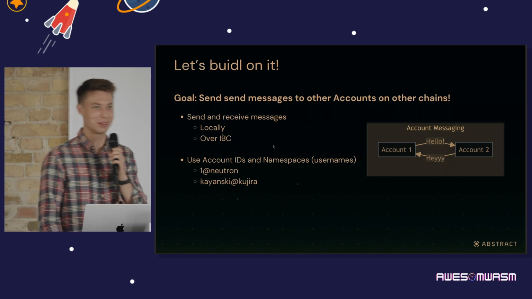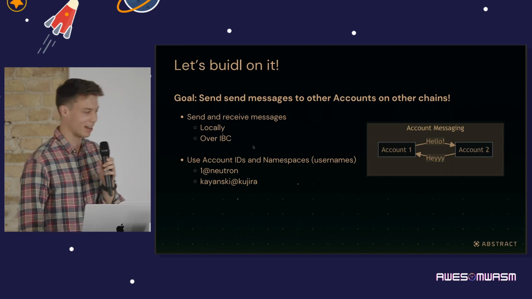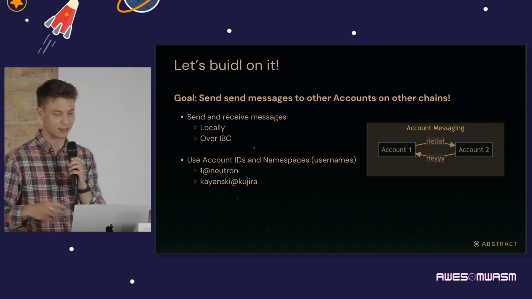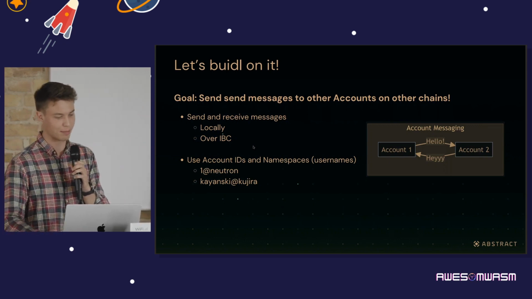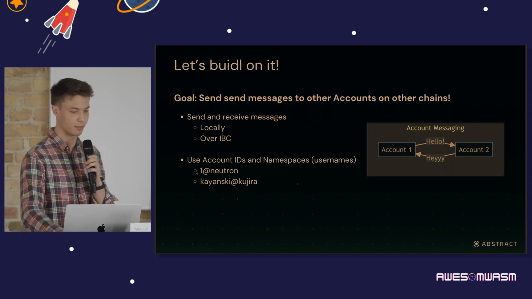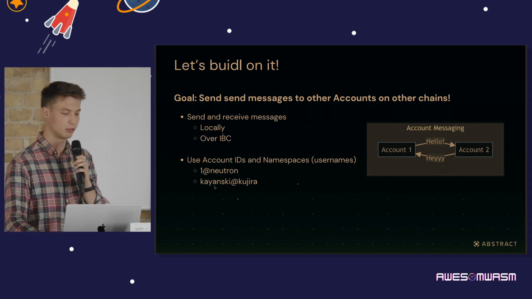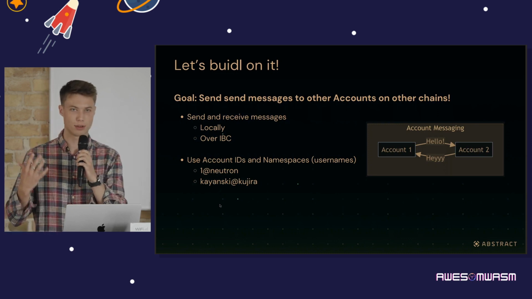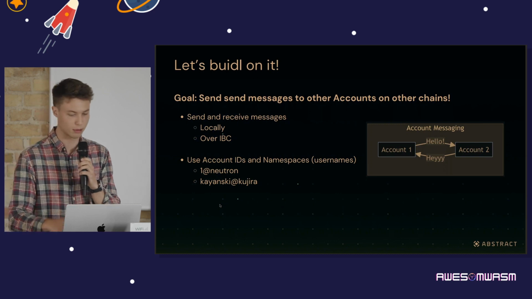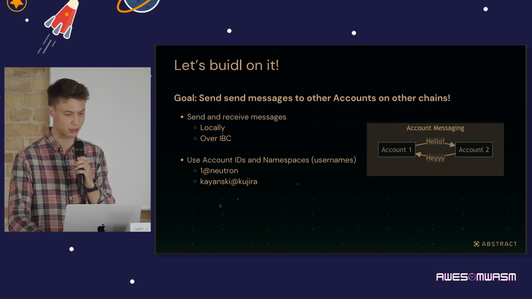And if it's over IBC, then I need my infrastructure to just handle it. I want to send it somewhere, and then it needs to get to Adair. And this can use either account IDs and the chain, or a namespace, which is a concept native to Abstract. It's used to publish modules under. You can learn more in our documentation about this.